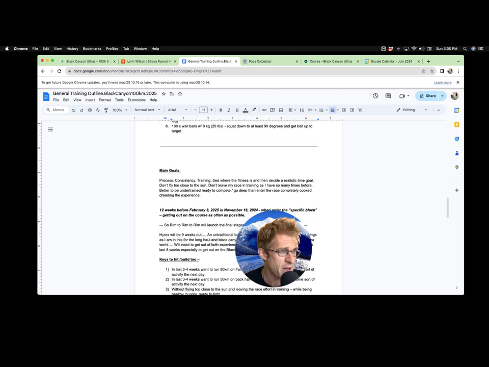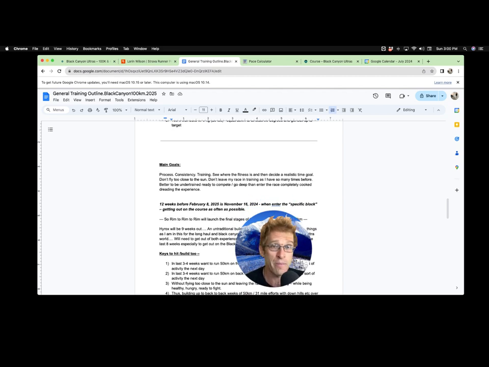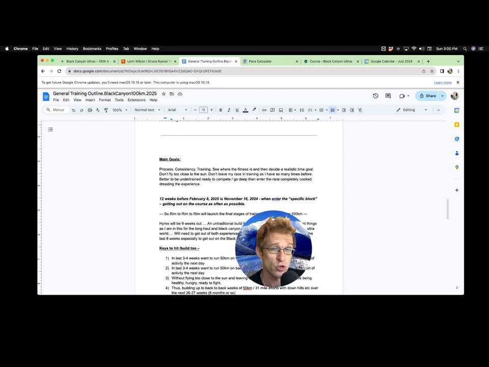And then lastly, my main goals for my Black Canyon 100 kilometer, my A race: process, consistency, training, see where the fitness is, and decide on a realistic time goal. So I don't want to shoot out a time. I have a general idea right now, but to respect people that have actually run the race and to respect the distance, you want to approach it humbly, right?